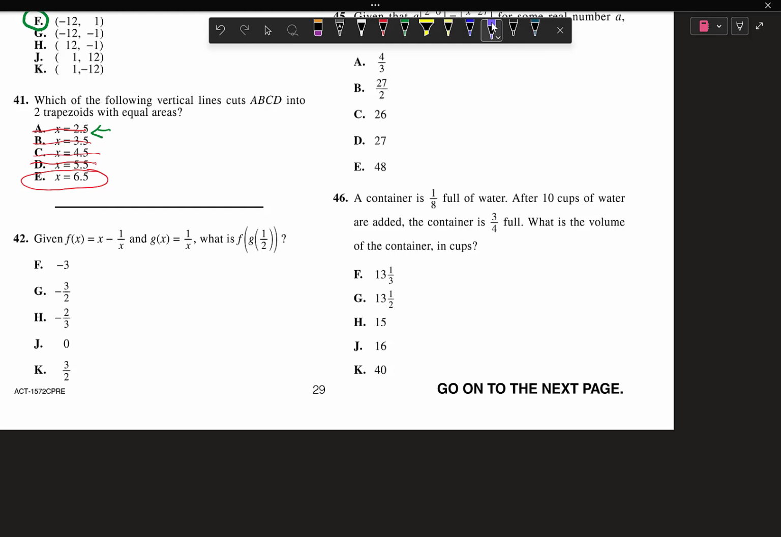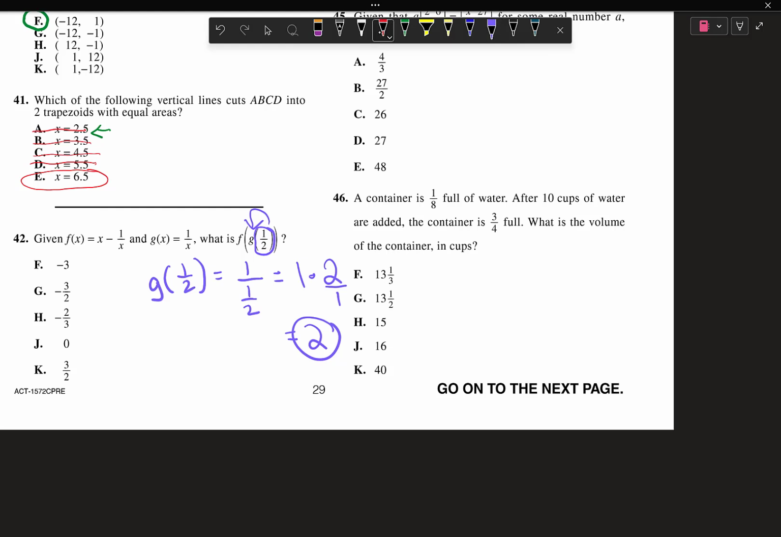42, composition of functions. So we've got our two functions. We've got f of x and we've got g of x. Here we are taking 1/2 and inserting it into the g function first. So we need to find g of 1/2, which is going to equal 1 divided by 1/2. When we're dividing fractions, remember you're just multiplying by the reciprocal. So 1 times 2/1 is just 2. This is the halfway answer.